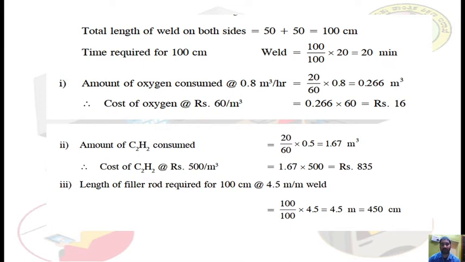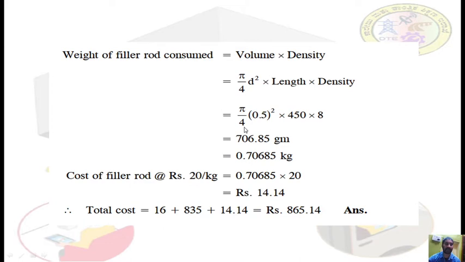So we are welding 1 meter, so we require 4.5 meter of filler rod, which is converted into centimeter because the density is given in centimeter. So you have to convert the length of the filler rod into centimeter. Find out the area and volume and then multiply it by density in order to find out the weight. The diameter of the filler rod is 5 millimeter, converted into centimeter.